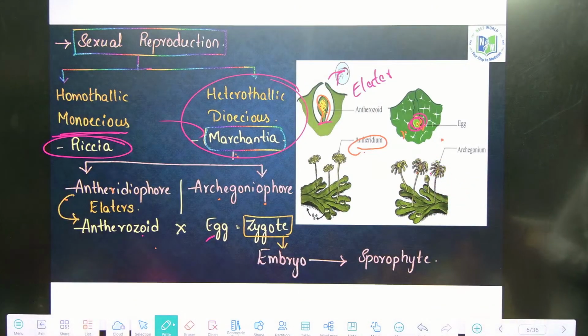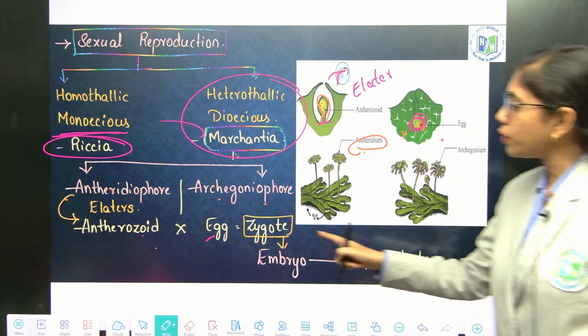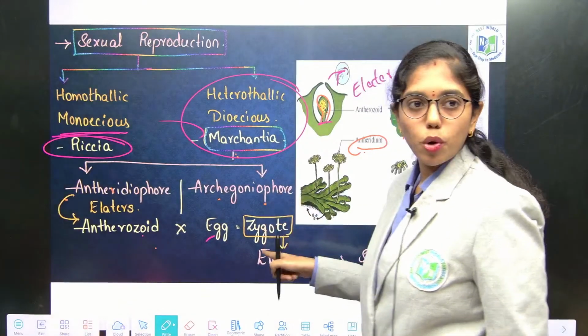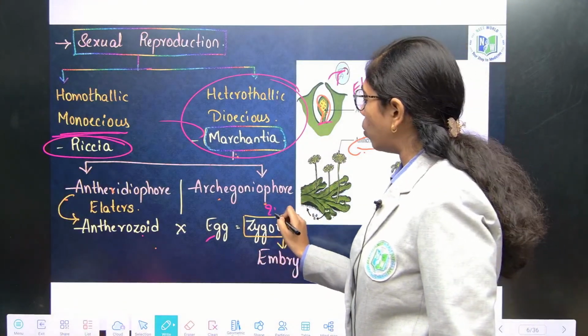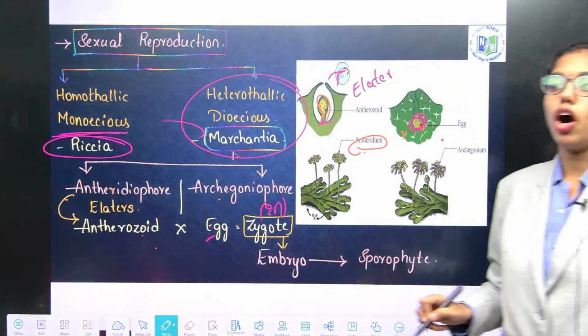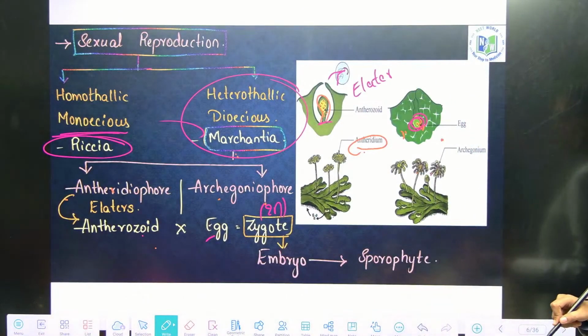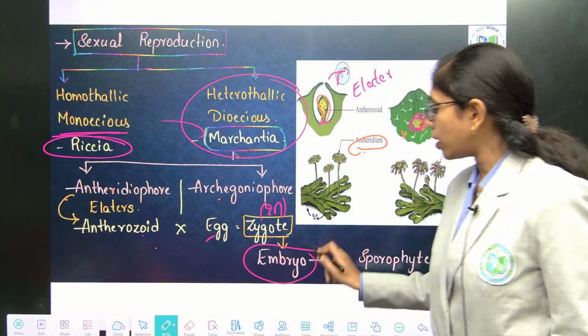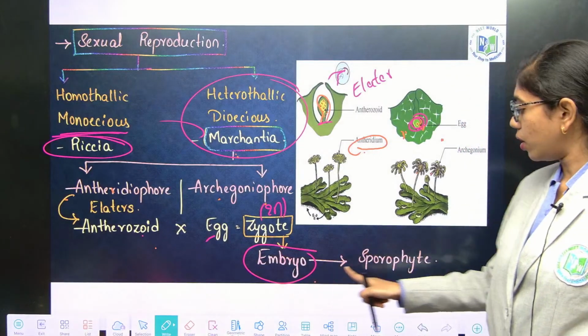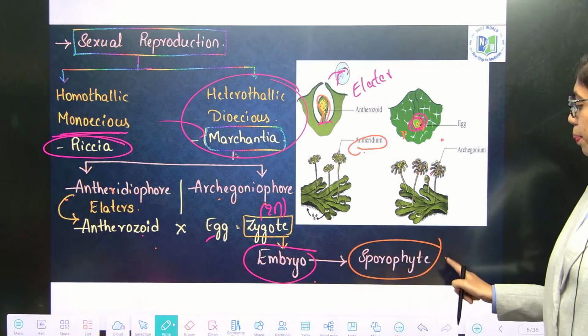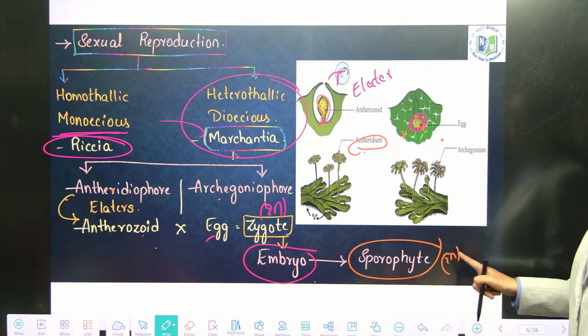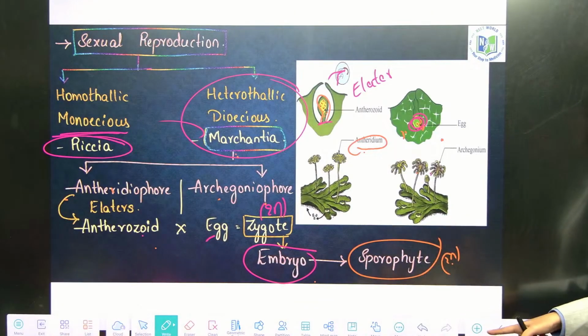Understood everybody? Any doubts anywhere? And post fusion, what is the first cell of the sporophytic generation? Zygote. Zygote is the first cell of the sporophytic generation, and the zygote undergoes mitotic division and forms an embryo. This develops into a diploid sporophyte. Sporophyte is dependent on gametophyte.